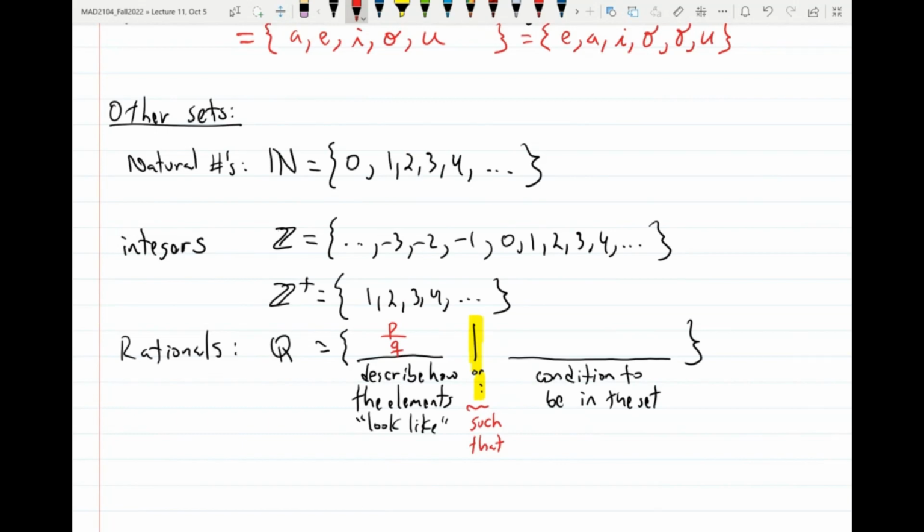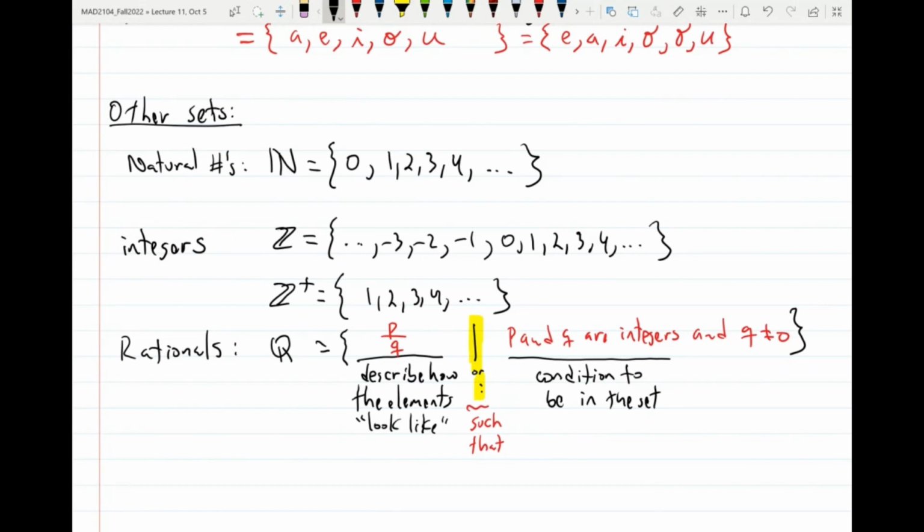So what are P and Q? They have to be integers, right? So these are elements of the form P over Q, where P and Q are integers, and Q is different than 0. This is called the set builder notation.